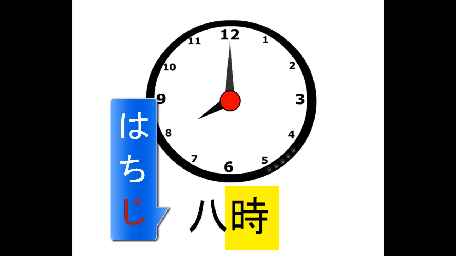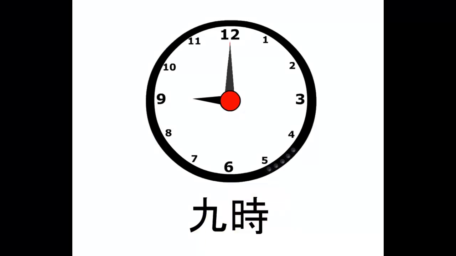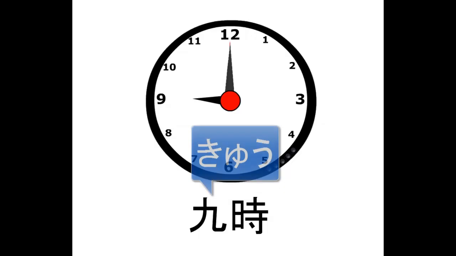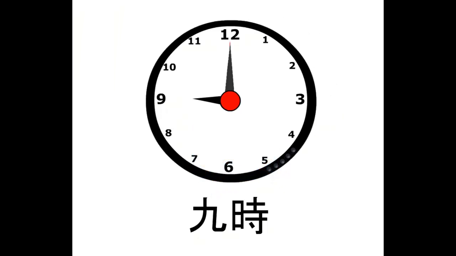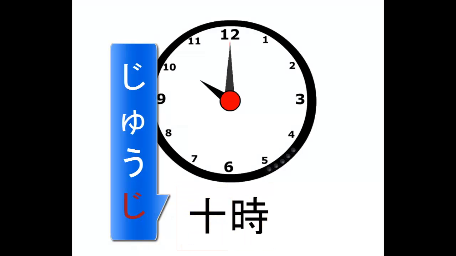Hachiji. 8 o'clock. Kuji. Kuji is 9 o'clock. Again, you must not use the alternative pronunciation of 9, which is kyu. Kyuji is not acceptable. Kuji. Juji is 10 o'clock.